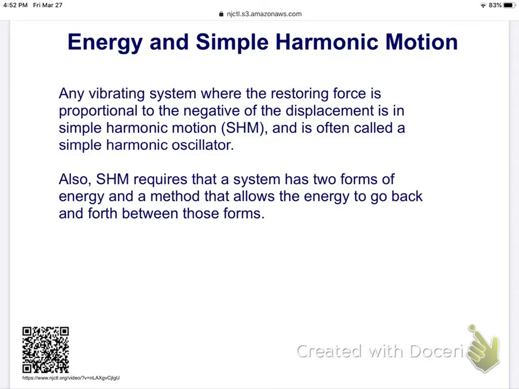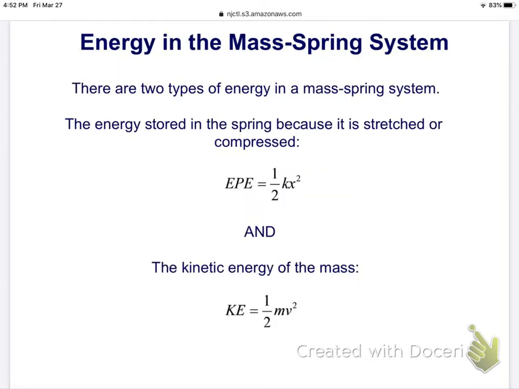All right, now we're going to focus on energy in simple harmonic motion. Anything that goes back and forth in a cyclic motion like that is called a simple harmonic oscillator. When we talk about a mass spring system, that's a mass attached to a spring, bobbing back and forth. There are two types of energy in that spring.